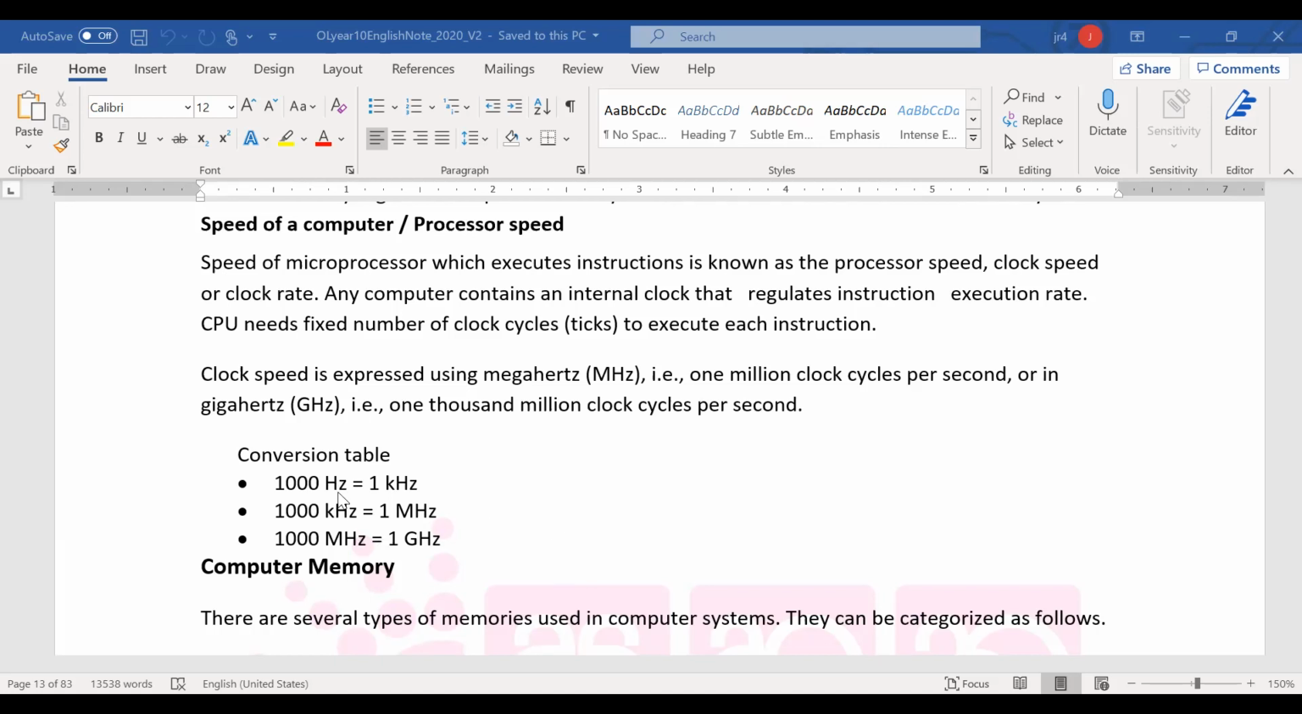The symbol is Hz. The conversion goes like this: 1,000 hertz is equal to 1 kilohertz. 1,000 kilohertz is equal to 1 megahertz. 1,000 megahertz is 1 gigahertz. Right. So that's how computer speeds are measured.